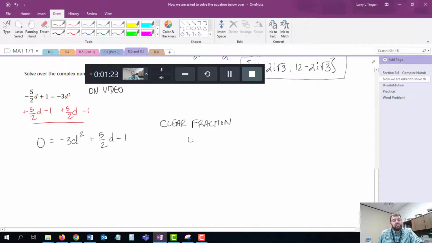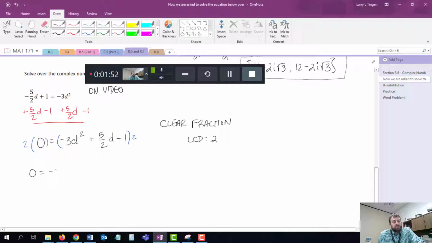All right, to clear the fractions, I need the LCD. LCD is what? Well, negative 3d squared is a denominator of 1. 5 halves d is a denominator of 2, and negative 1 has a denominator of 1. Least common denominator here is 2, which means I'm going to multiply both sides by 2, which is great. On the left-hand side, 2 times 0 is 0.